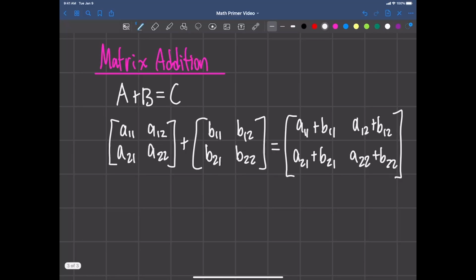Now, the same thing works for subtraction as well. We would just switch this with a subtraction sign. Same here.